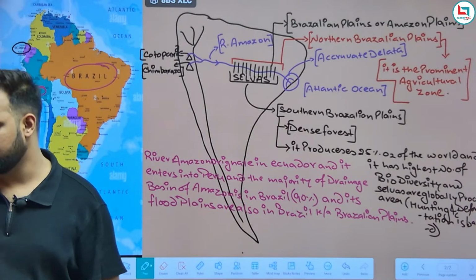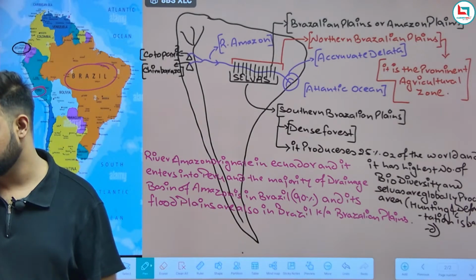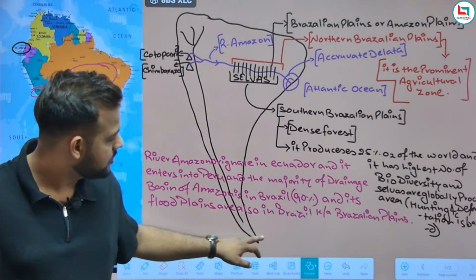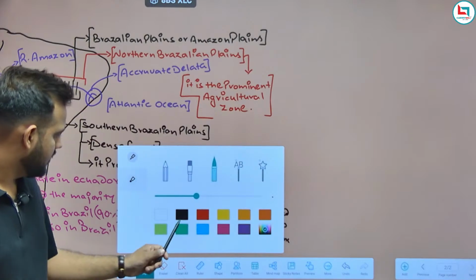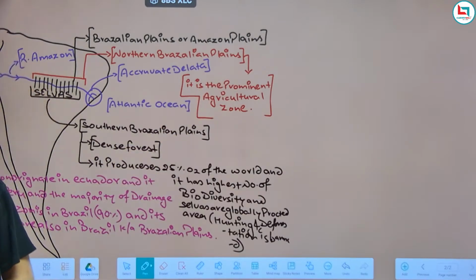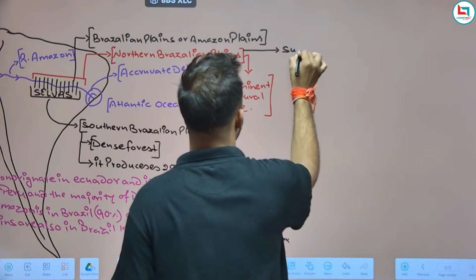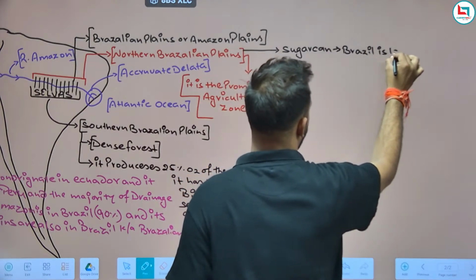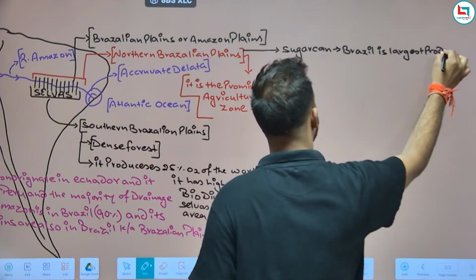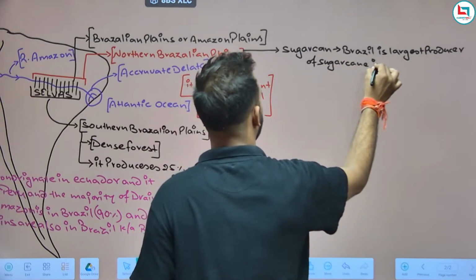After this, the Northern Brazilian plain is the major agricultural zone. In these plains, a prominent agricultural zone, sugarcane is being cultivated. You know that Brazil is the largest producer of sugarcane in the world.